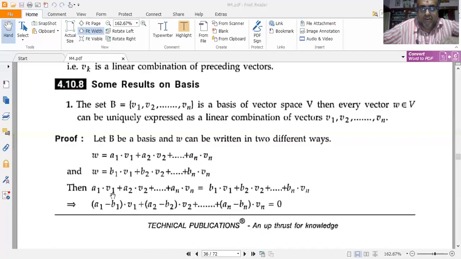That is, a1 v1 plus a2 v2 plus etc. up till an vn is equal to b1 v1 plus b2 v2 plus etc. up till bn vn. Transposing this right hand side to the left hand side and taking common factors, I can write this as a1 minus b1 whole into v1 plus a2 minus b2 whole into v2 plus etc. up to an minus bn whole into vn is equal to 0.